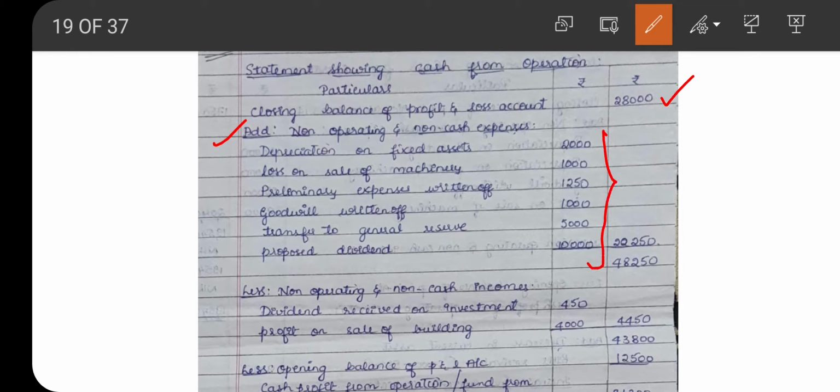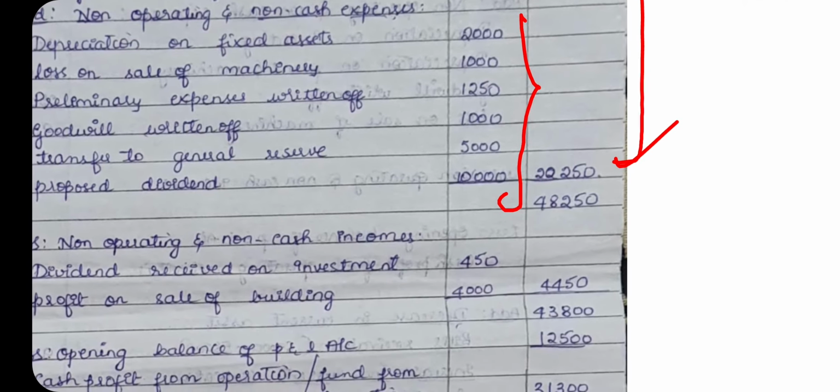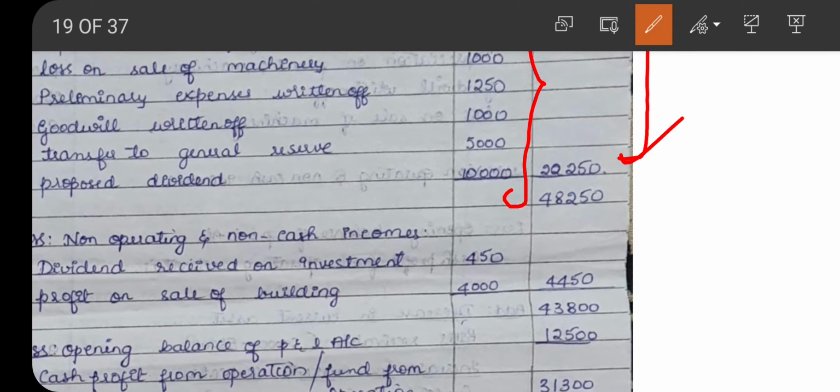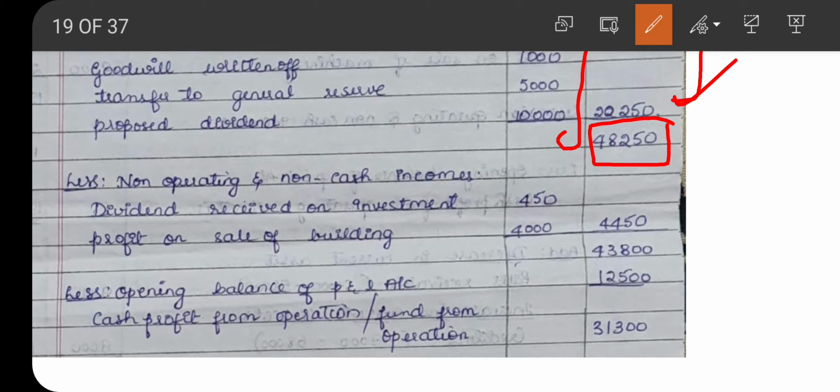So then you need to add all these items and the total comes to 20,250. The total comes to 20,250, which you need to add to the closing balance of profit and loss account, and you will arrive at a total of 48,250. From this, you need to deduct the non-operating and non-cash income.